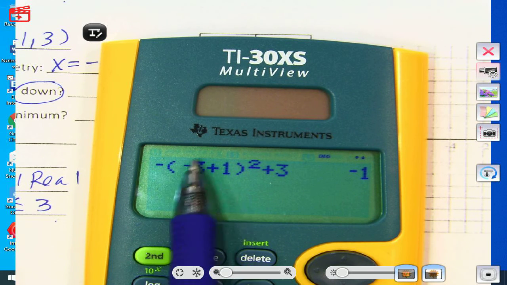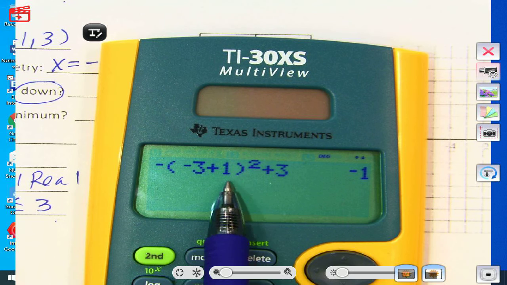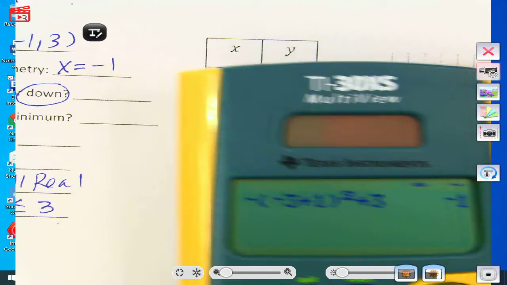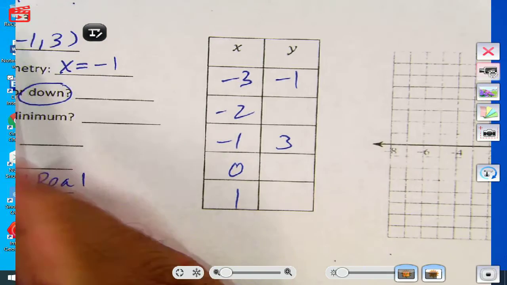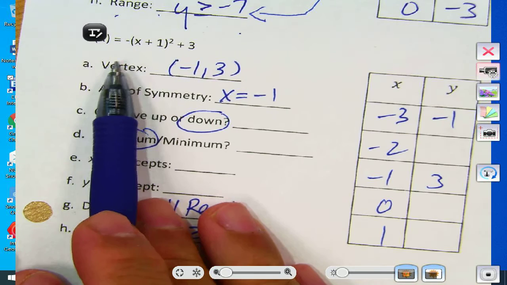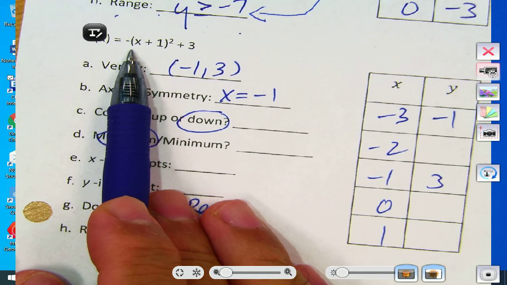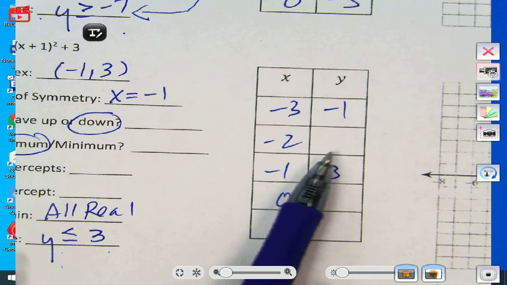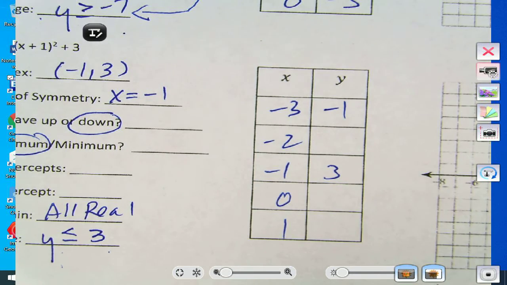All right, ready? Now I'm going to plot these points. So we've got negative 4, negative 3, which is here. Negative 3, negative 6, which is here. And negative 2, negative 7, here. Negative 1, negative 6, 0, negative 3.